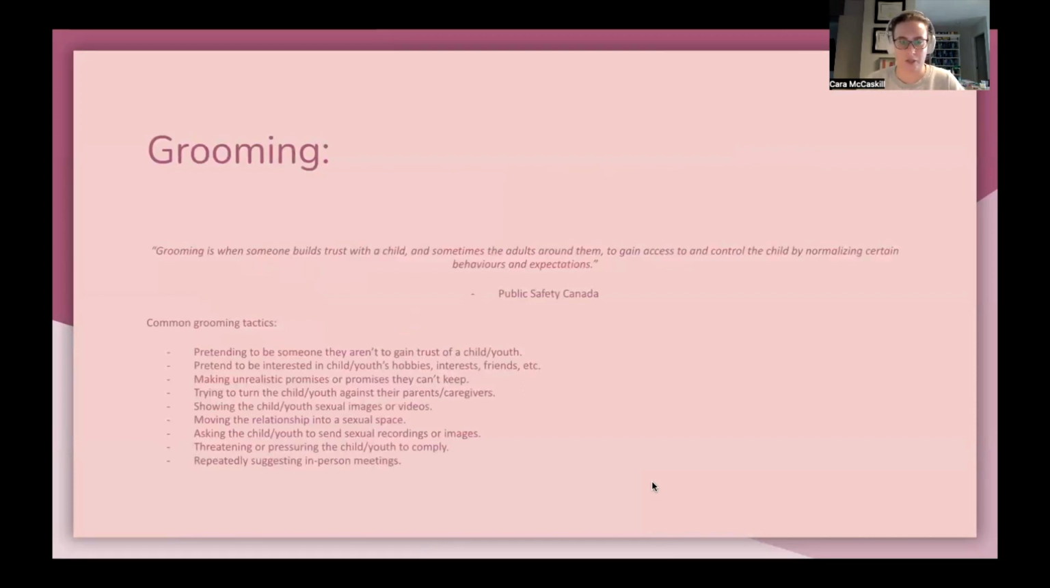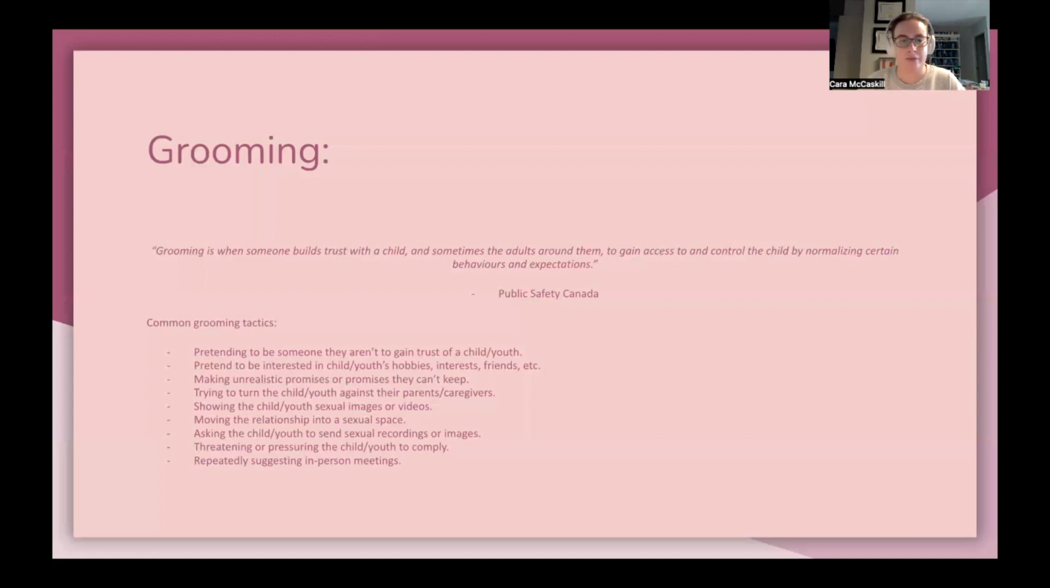So one aspect of online child sexual exploitation is grooming. And Public Safety Canada defines grooming as when someone builds trust with a child and sometimes the adults around them to gain access to and control the child by normalizing certain behaviors and expectations. I want to be super clear here that we are talking about grooming in situations of online child sexual exploitation, and that we are not talking about this kind of co-opted, incorrect definition of grooming that is being circulated a lot online with reference to discrimination against 2S LGBT folks. That conversation is not coming into this at all. We're going to be talking about actual grooming.